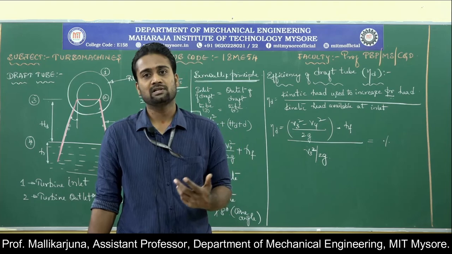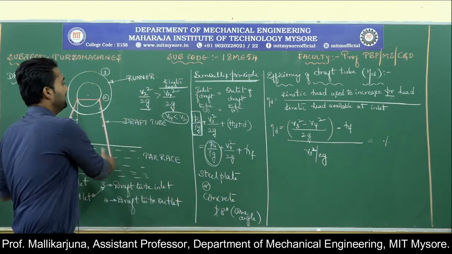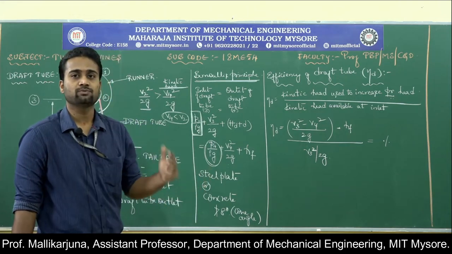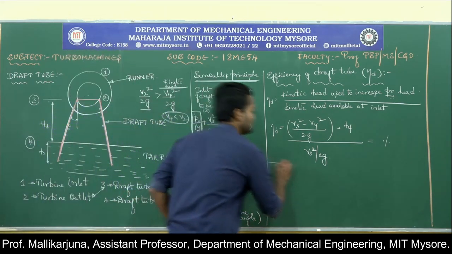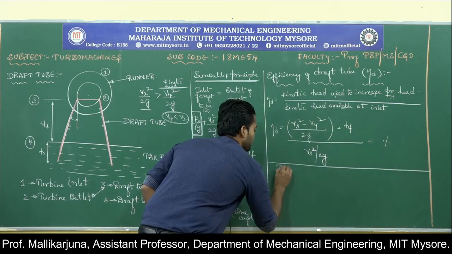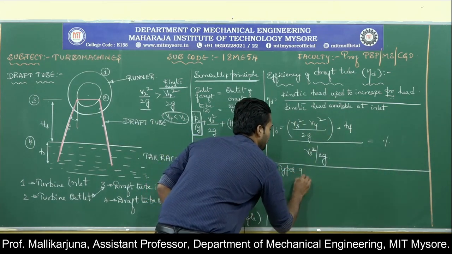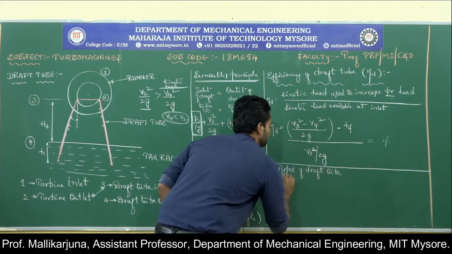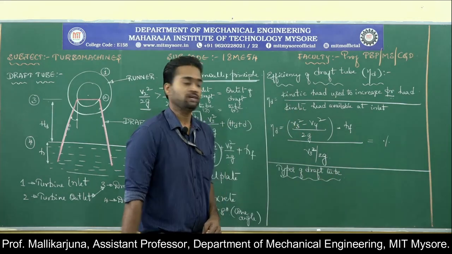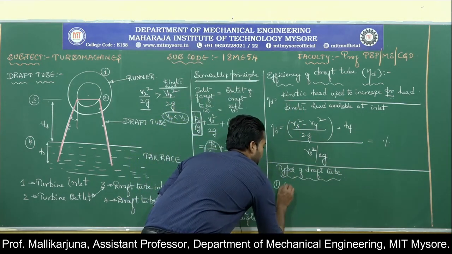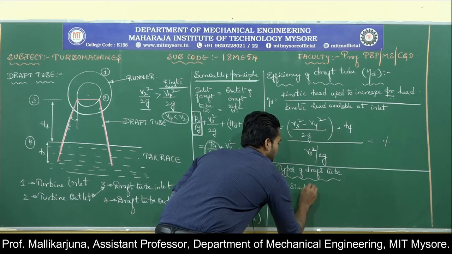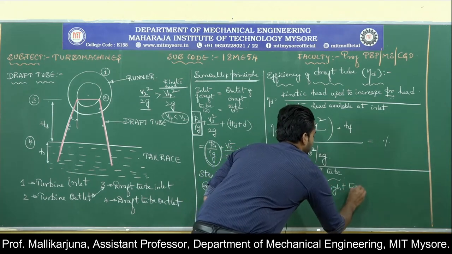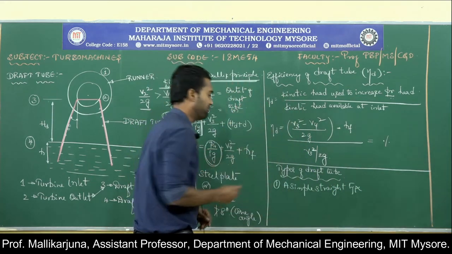And we have various types of draft tube also, but in our syllabus we will be looking at simple divergent draft tubes. If you want other types of draft tubes which are in use, I will write them now. Types of draft tube which are in common use. Very first one is a simple straight type draft tube, which is nothing but the simple divergent draft tube.